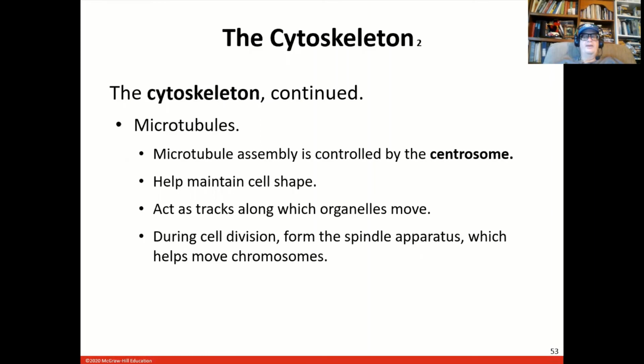Microtubules are made at the centrosome. That's controlled by the centrosome. They help with the shape of the cell because they're big and they're thick and they're strong. It says act as tracks that organelles move along. You already know that it's actually motor proteins moving along them, hauling the organelles. It doesn't have to be a transport vesicle like I was talking about. If you need to move a mitochondria from here to there, it doesn't just drift over. You walk it to where it needs to go. Motor protein walking down a microtubule, this time hauling a mitochondria behind it.